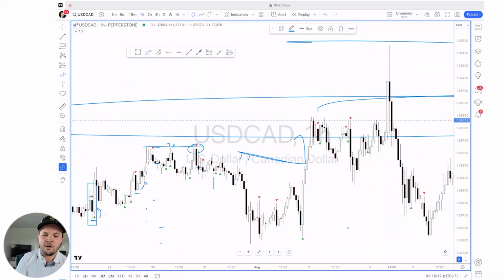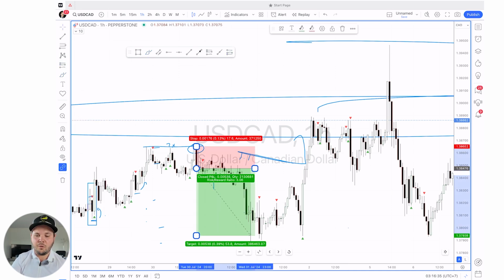Doesn't matter. In this case, we could easily have gotten this move initially, whereas this is a more than 3-to-1 in that case. So 3-to-1, we could have easily gotten this. Then, okay, maybe we get stopped out. Maybe we get out at 3-to-1.